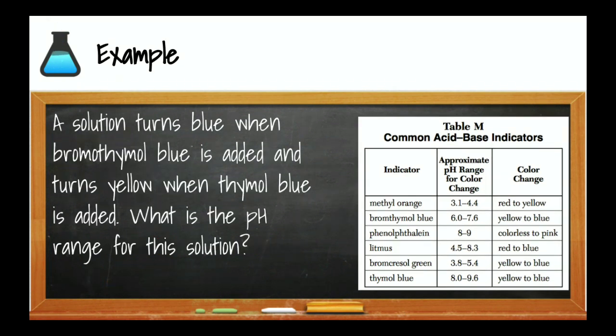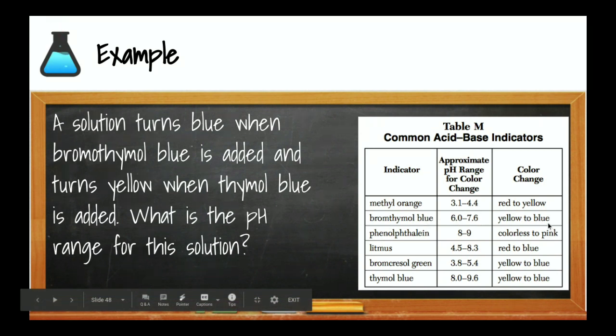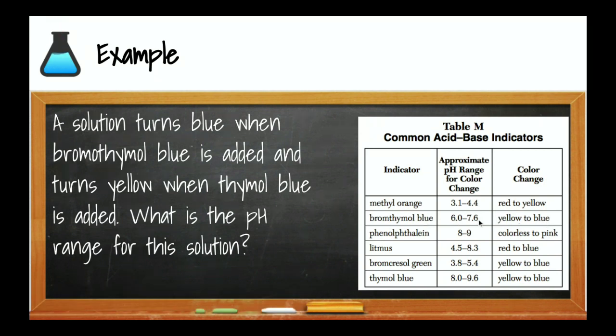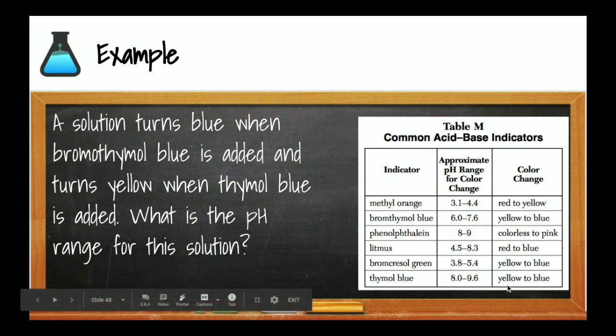In this next example, we have a solution that turns blue in bromothymol blue, but yellow in thymol blue. So we're looking for its pH range. So let's first find bromothymol blue. Bromothymol blue is blue at a pH of above 7.6. Thymol blue, which is different, is going to be yellow at a pH of below 8.0. So we know that our pH is greater than 7.6, but it is less than 8.0.